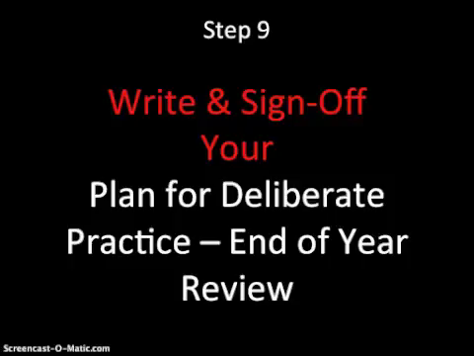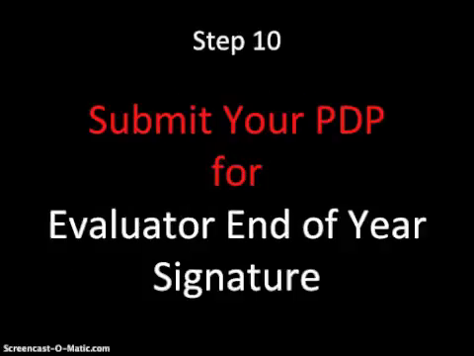Step 9, you will write and sign off your PDP, or Plan for Deliberate Practice, as the year starts to conclude. You will reflect back on what you did for your professional development and how you've grown as a leader and the effects that it had based on the plan you wrote in your Plan for Deliberate Practice. Once you complete the write-up of that, you will sign off, and then you will submit it so that in step 10, your evaluator can do their end of the year signature and make any comments as necessary as you conference together related to your PDP.